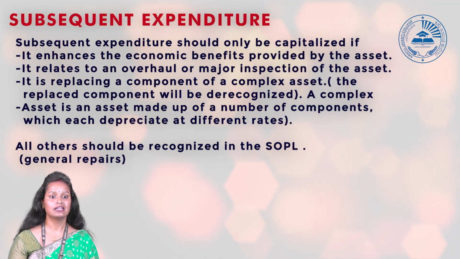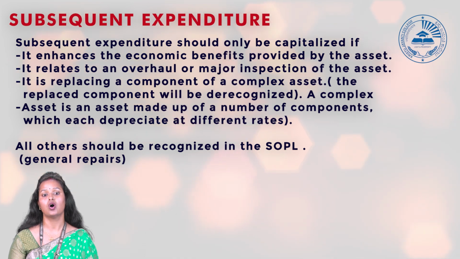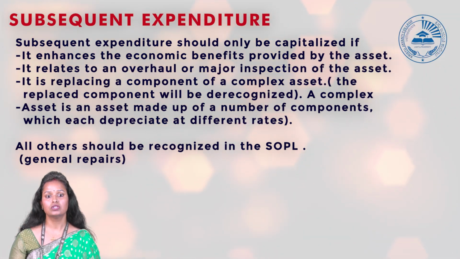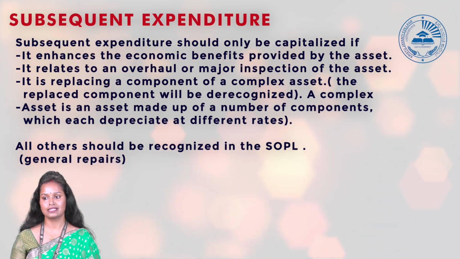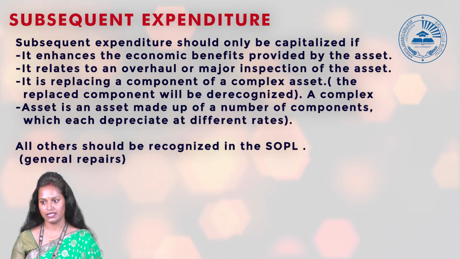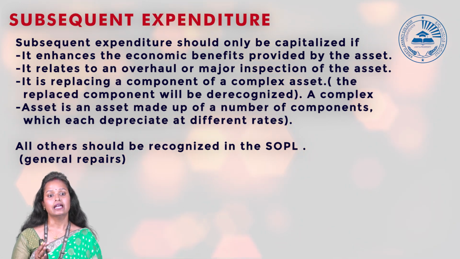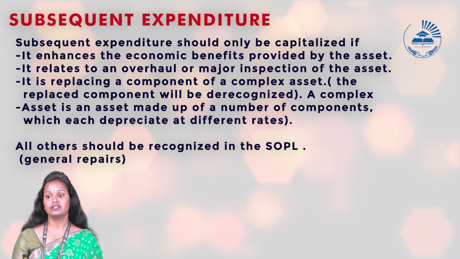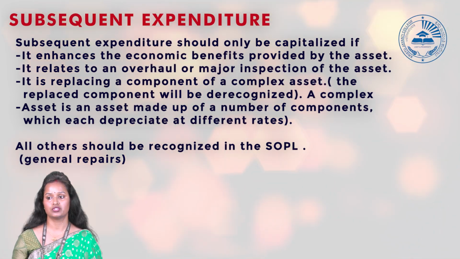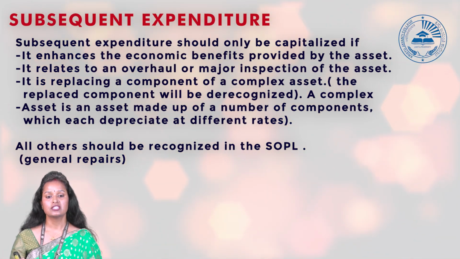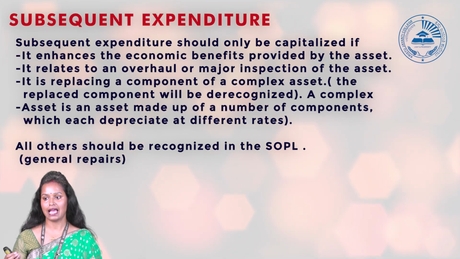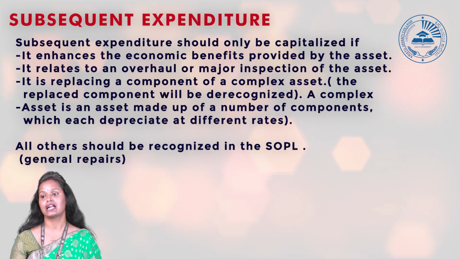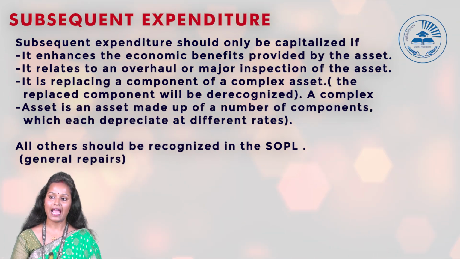Then second is if it is related to an overhaul or major inspection of the asset. Okay, generally we know that if any repair or overhauling is there, we used to treat it as an expense. But here, according to IAS 16, if that repair charge is too much, a huge amount, then we cannot charge it as an expense in the profit and loss account. So in that case we have to capitalize that particular amount and add it to the cost of the asset.